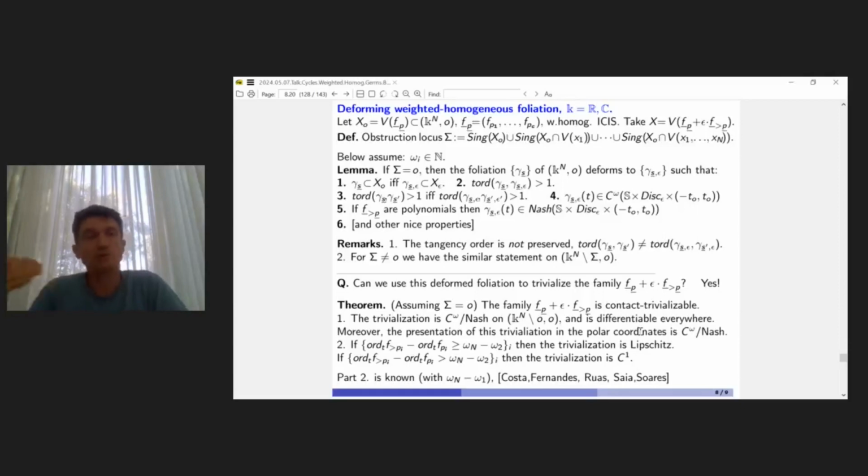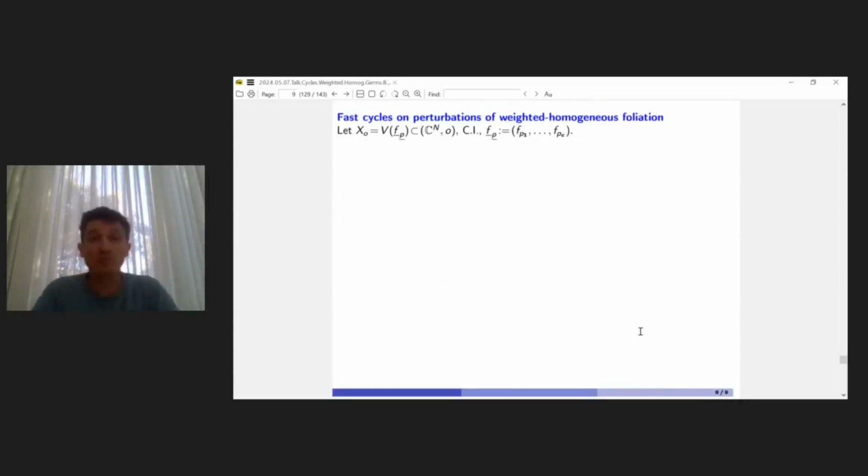This is about deforming the weighted homogeneous foliation and trivializing the family. This is an inner technical result in our paper, but I think it is important by itself. And for those who have survived until now, finally we can detect.